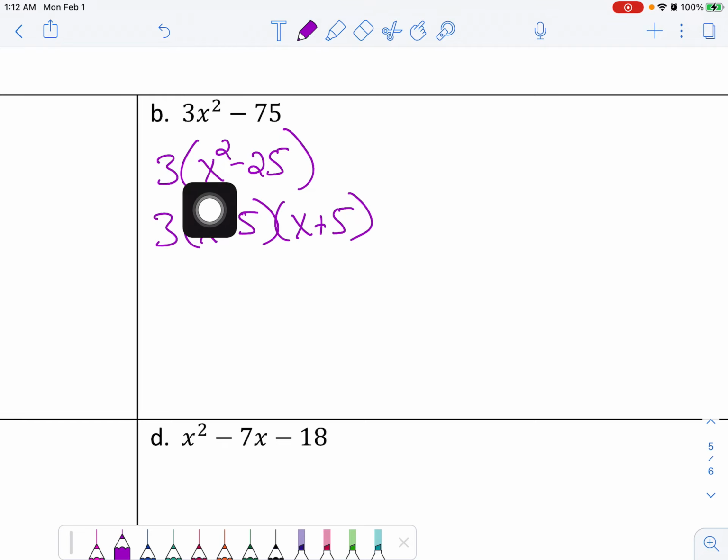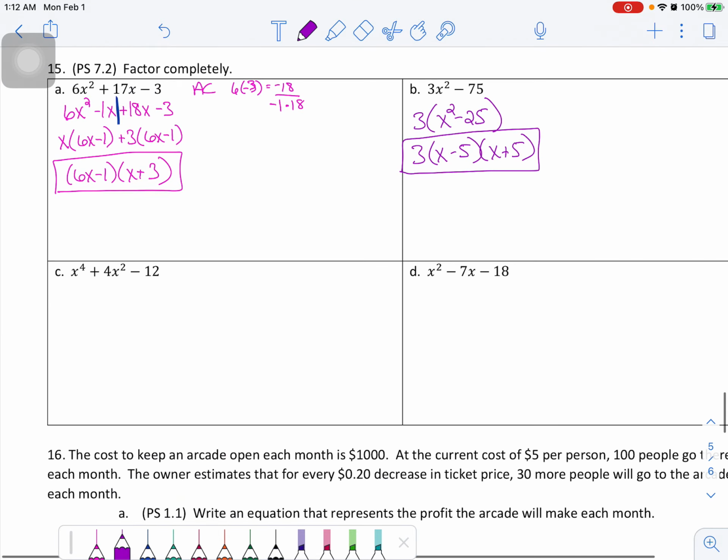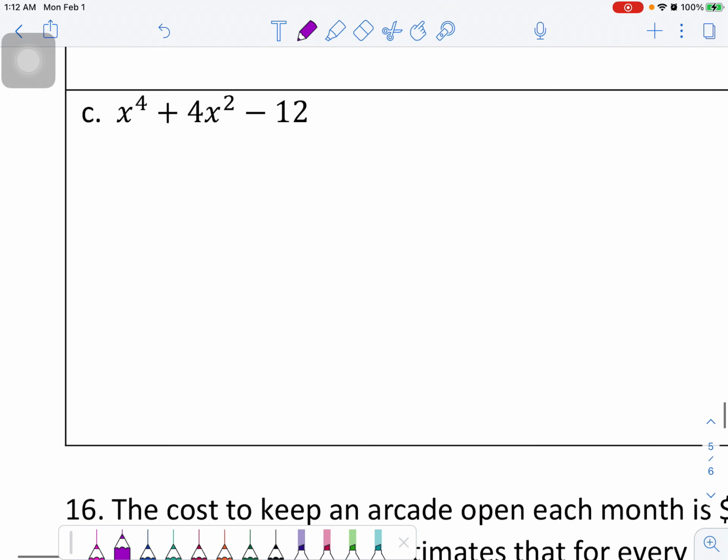What I just did to do that factor is I took the square root of x squared, x and x. Square root of 25 is 5 and 5, and one of them is positive, one of them is negative. Order on the positive or negative does not matter. Let's see, so that's that one.